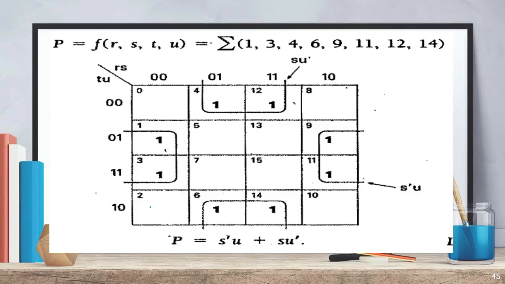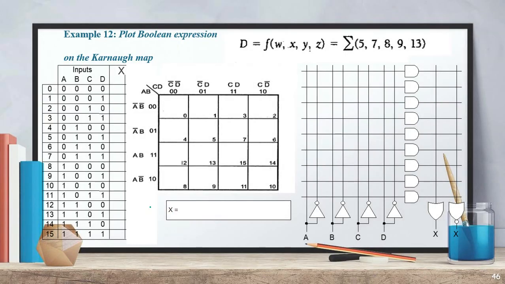One more example you can do. In this case, D is given, a function of wxyz. So instead of ABCD, take wxyz. And the given is 5, 7, 8, 9, 12, 13. Make those portions 1, and the other portions 0.